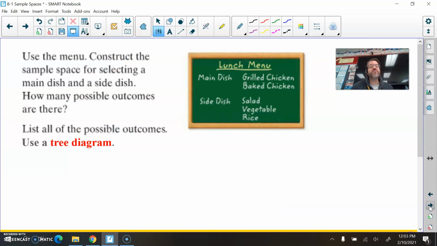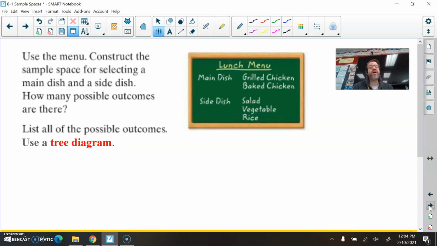All right, so let's look at an example here. Look at this menu. We have a lunch menu, and you have two main dishes. You can have grilled chicken or you can have baked chicken. If you don't like chicken, well, you're not going to have a main dish then, are you? And then we have three side dishes. We have a salad, or you could order just a vegetable. Maybe they have green beans or peas, something like that. Or you could order rice. Boy, that's irritating because what if I want rice along with a salad or rice along with a vegetable?